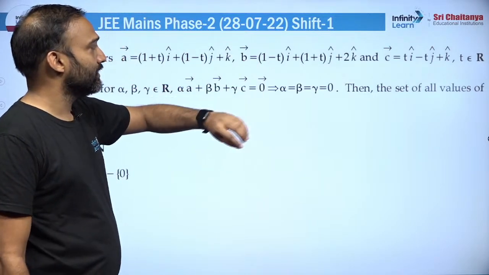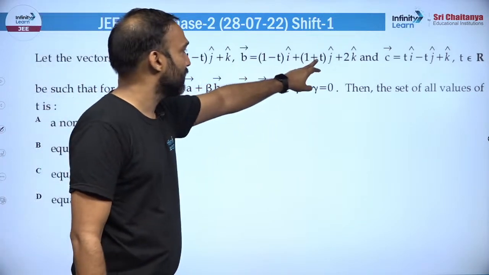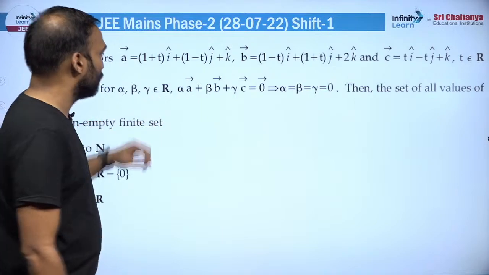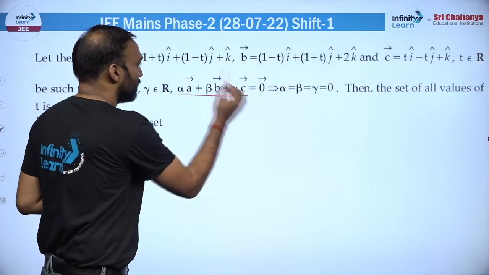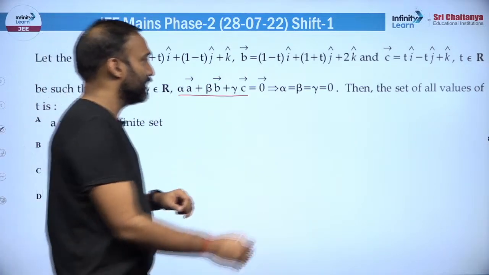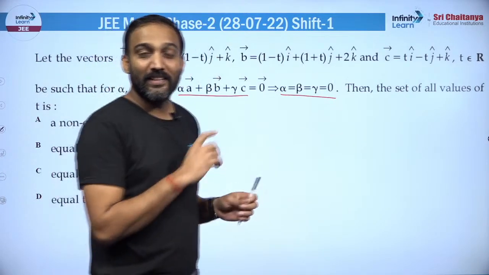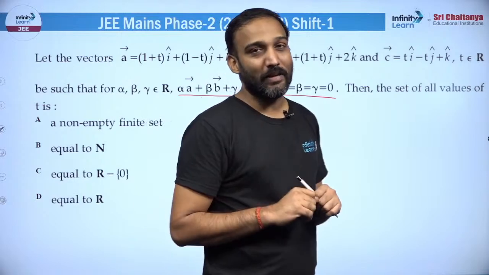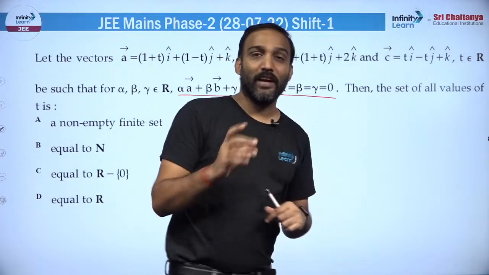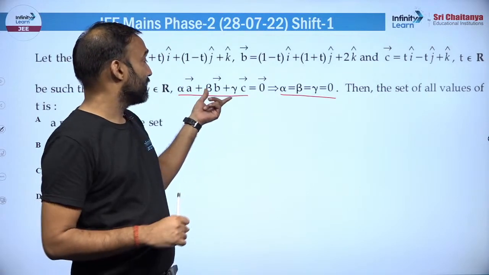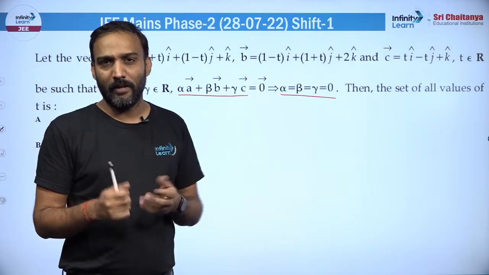All of them are written in the form of t, right? There is some parameter t written, such that alpha, beta, gamma belong to R. If alpha A plus beta B plus gamma C is equal to 0, this implies alpha is equal to beta is equal to gamma is equal to 0, right? This is the definition of linearly independent sets. In vectors, we have studied about linearly independent vectors. So this is something which defines that the vectors are linearly independent.